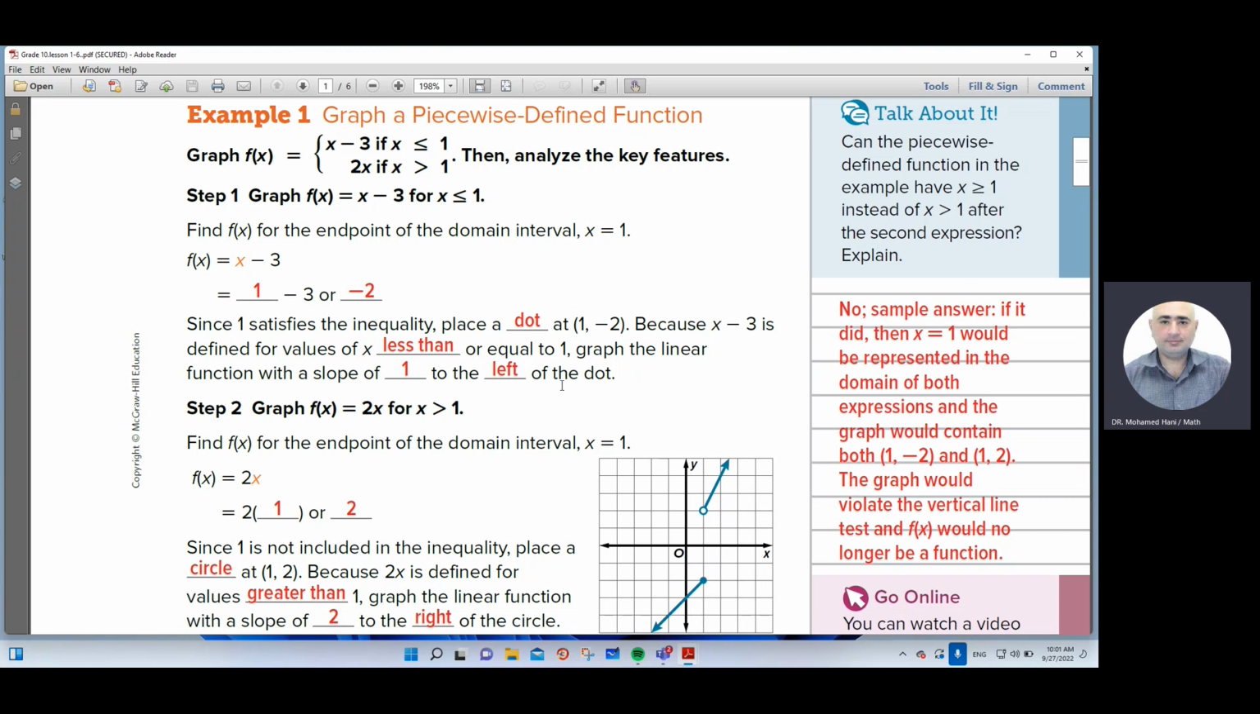And to the left of the dot. To the left of 1, this is the dot. And in the second case, the slope equal 2, because here we have 2. And to the right, the circle, because x greater than. But here x less than, because here x less than means to the left, and here x greater than means to the right. Okay.